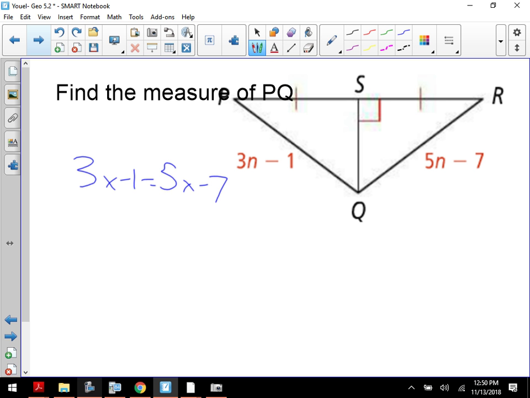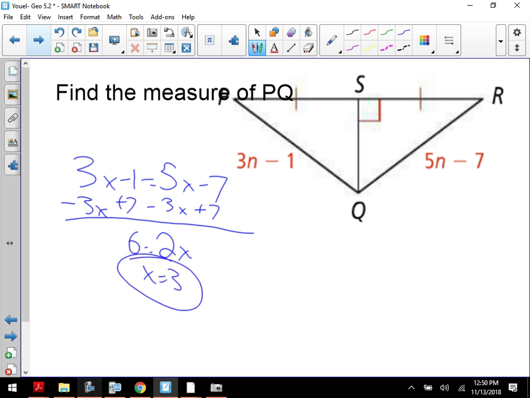Variables on both sides of the equation. This time, since they're both positive, I'm not going to have to worry about having a 0 on either side, so I'm going to do both steps at once. Subtract the 3x, add the 7. Then you get 3.